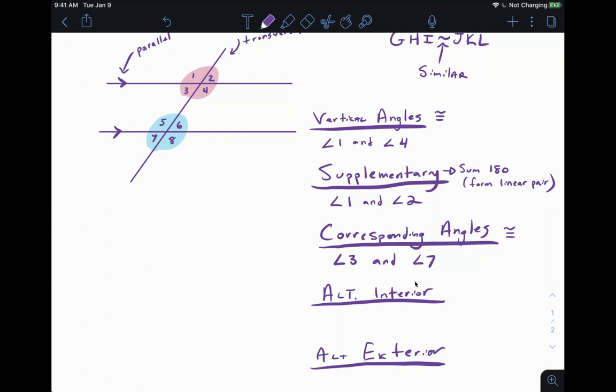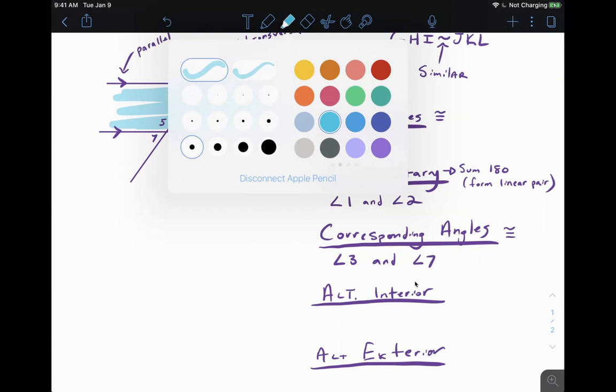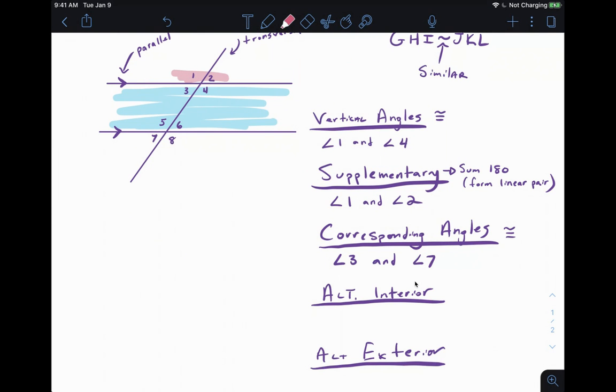And once again, there's a bunch here. I'm just writing down one example. Alternate interior. Interior angles, if you're curious, why are we talking about interior versus exterior, like inside versus outside? Think about the parallel lines kind of forming a house here. So everything inside the parallel lines is interior, and everything outside is exterior. Can I write with the highlighter? Not very well. So these are exterior.